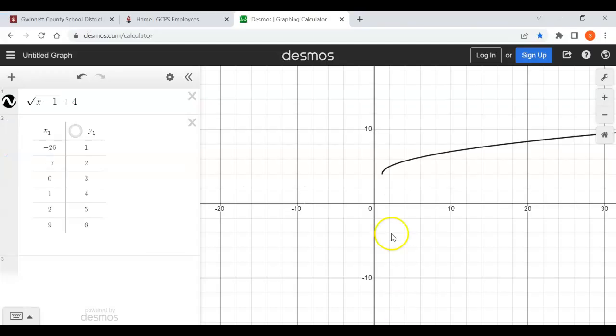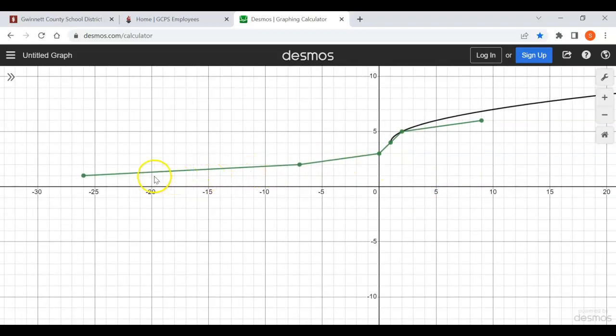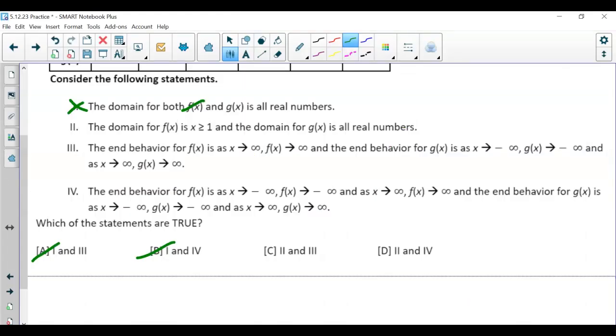So let's see. Again, remember, the table still technically goes on and on. There's just only so many values that you can put in. So here, our graph is going up as we're going to the right, and our graph is going down as we're going to the left. So 3 is also true. So let's check to make sure that 4 is false.